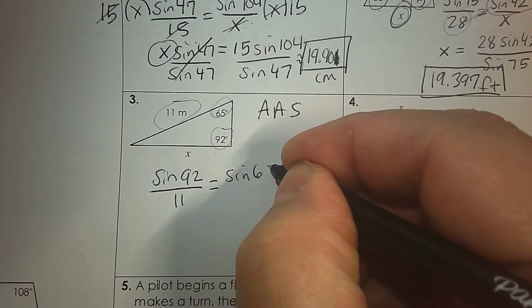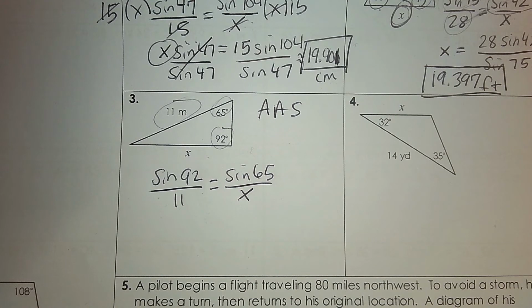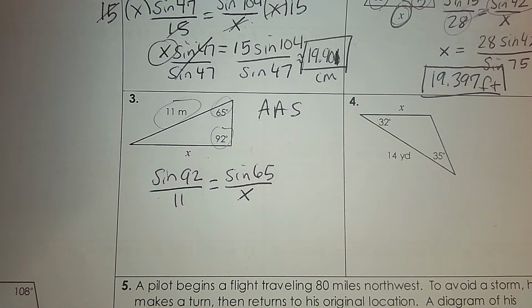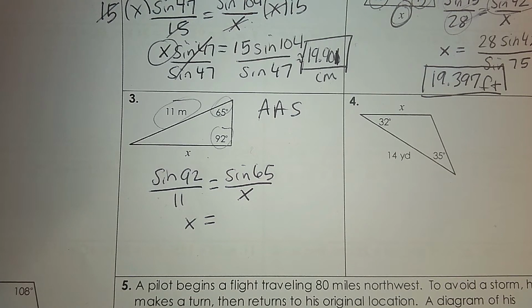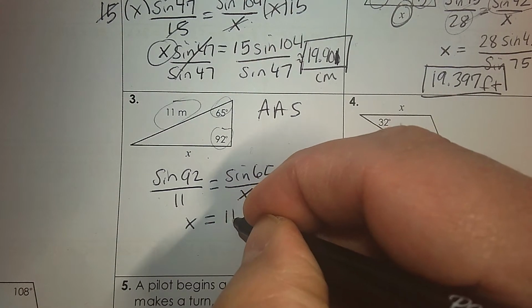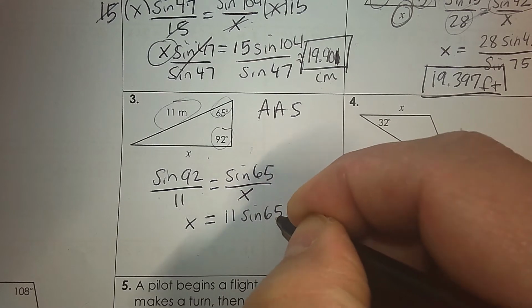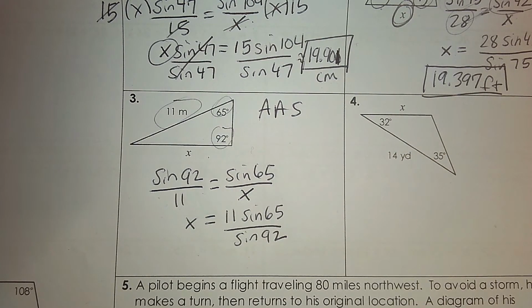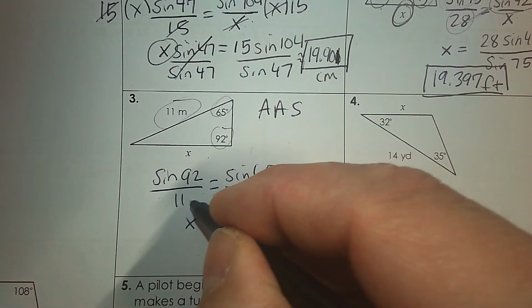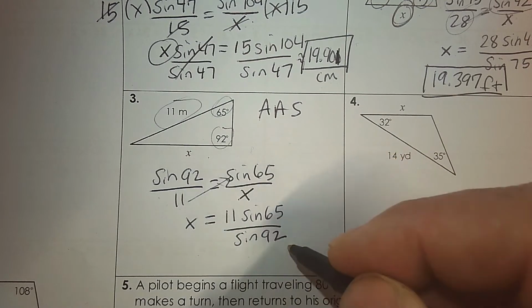Once you set it up, does your equation match my equation? Next, can you get x by itself? Can you do the algebra to get x by itself? And then use your calculator. So I'm going to go 11 times sine 65 divided by sine 92. Now use your calculator. So 11 times sine 65 divided by sine 92.